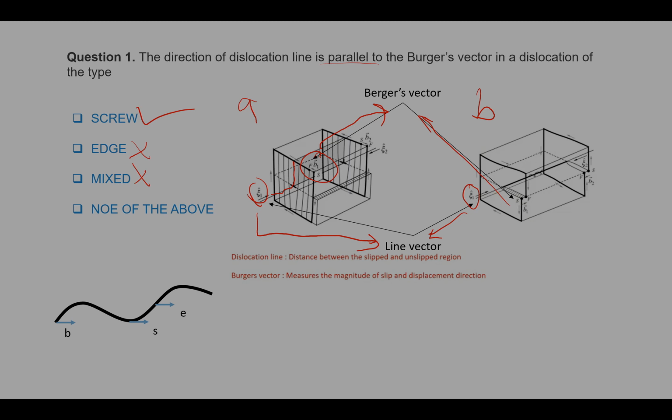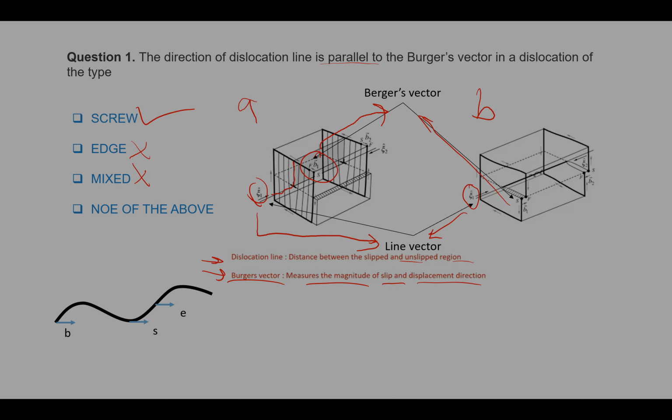Here two definitions are also given: the dislocation line and the Burgers vector. What is that? Dislocation line means the boundary between the slipped region and the unslipped region, and the Burgers vector measures the magnitude of slip and the displacement direction.